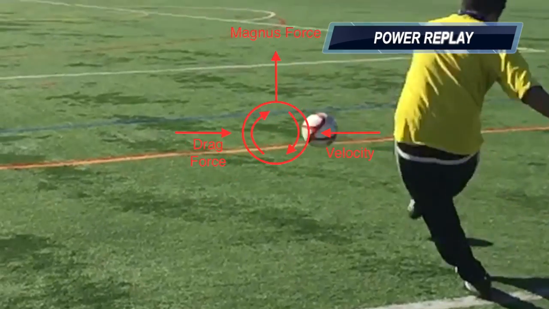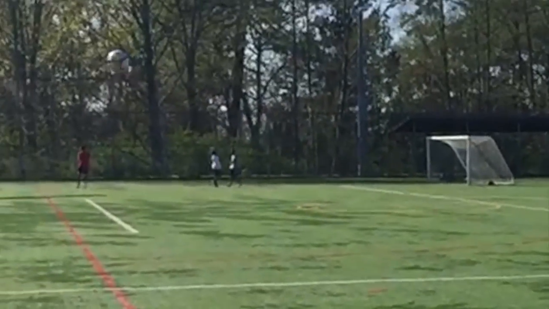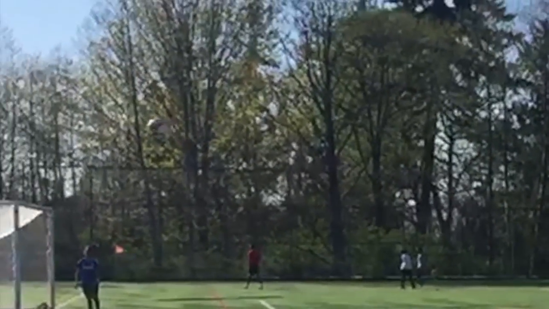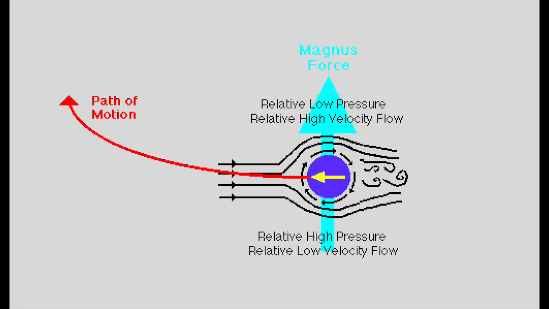Since the resultant airspeed around the top half of the ball is less than the airspeed around the bottom half of the ball, the pressure is greater on the top of the ball. This causes a net downward force to act on the ball. This is due to Bernoulli's principle, which states that when air velocity decreases, air pressure increases, and vice versa.